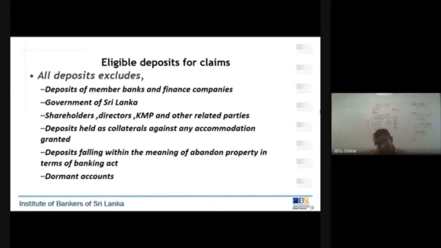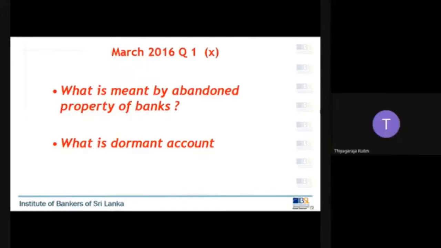Now the questions are coming tougher and tougher. Right? Okay. Have you understood now? Then there are two words here. Nobody asked me. What is that? Abandoned property and dormant account. What do you mean by abandoned property? What is the difference between abandoned property and a dormant account? Nobody has asked me, right? Let's look at it.